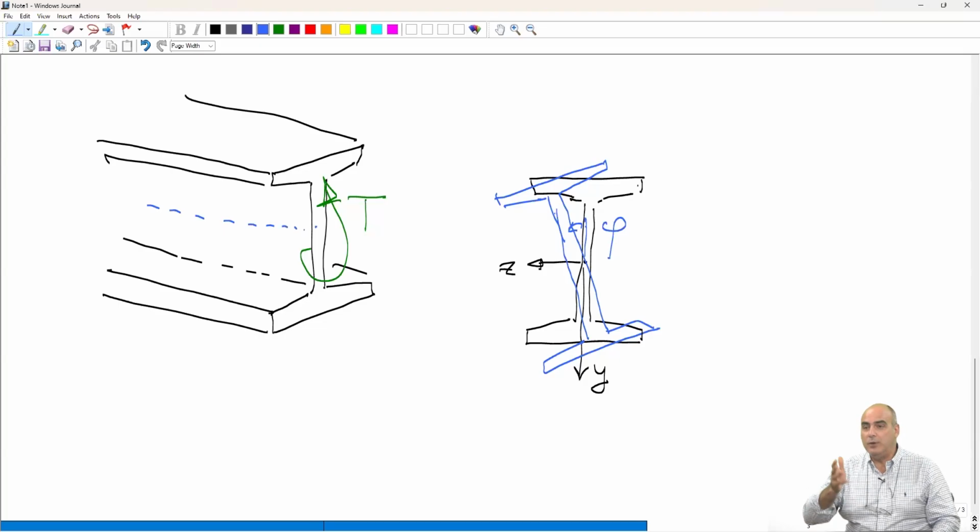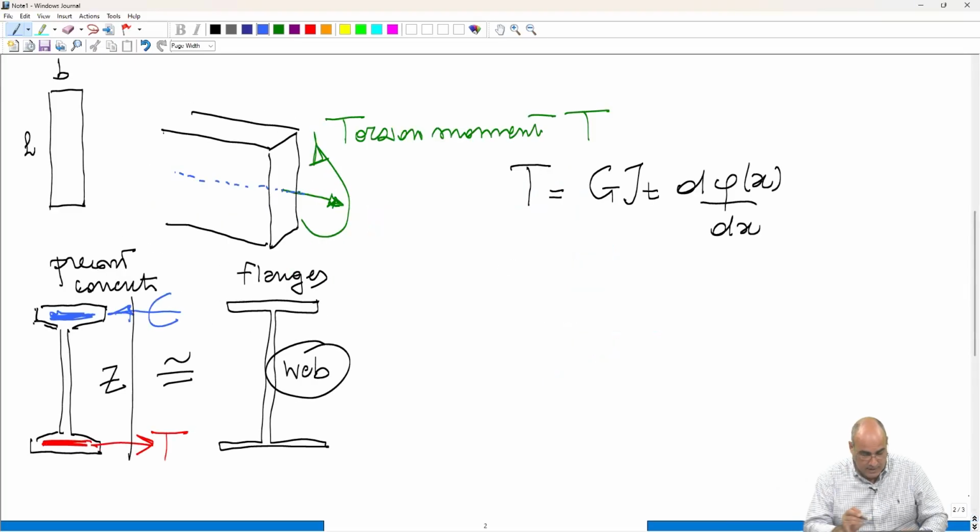So even if you have torsion, and we know from solid mechanics that torsion gives rise to shear stresses, where the warping is restrained, you also have normal stresses. As a matter of fact, if you have a cross section like the rectangular one, this one, well, these normal stresses are there.